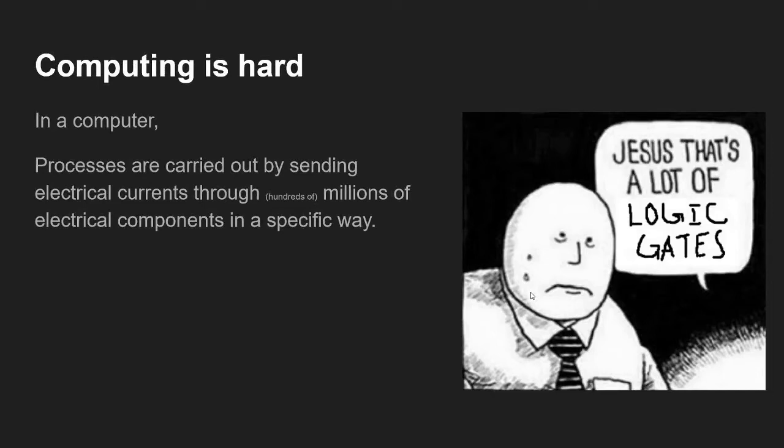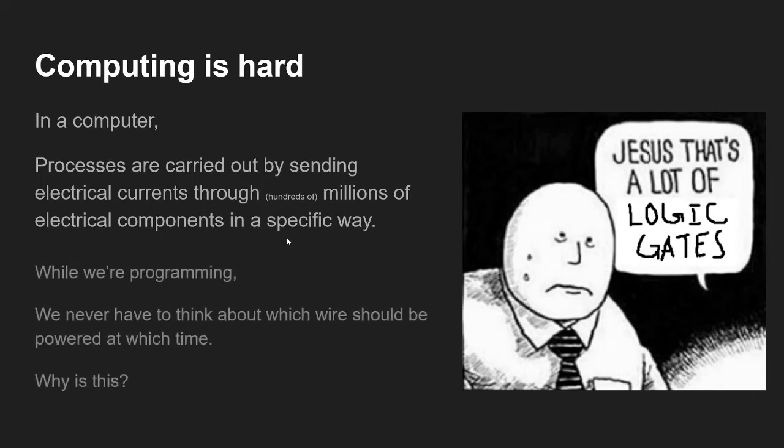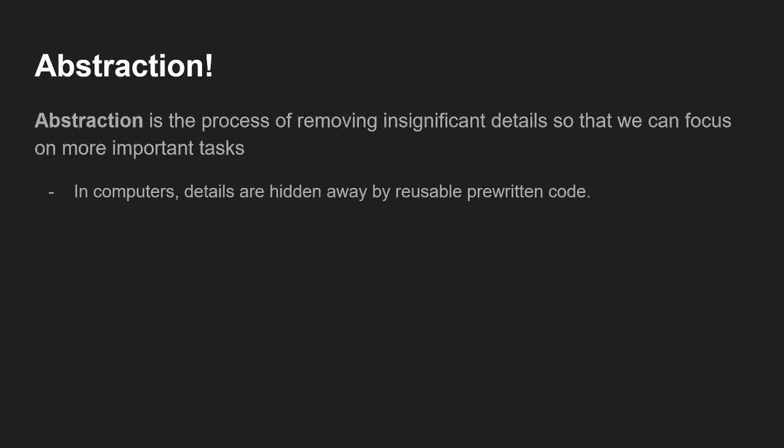Okay, so computing is pretty hard. Computers work by sending out electric currents to hundreds of millions of electrical components in a specific manner. But when we program, we never actually have to worry about how power flows through which wire, right? Like we don't have to specify that we need to send power through logic gate number 1,035,000. And the reason why we don't have to worry about this stuff is because of abstraction.